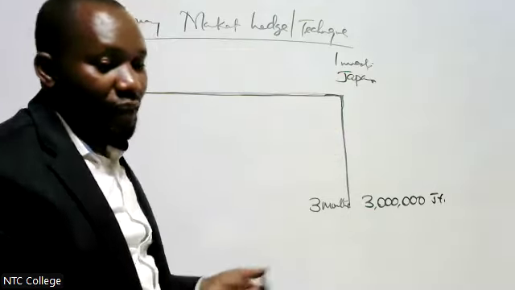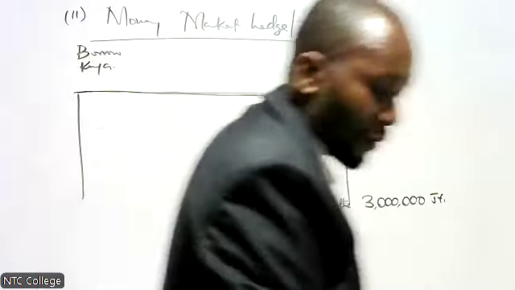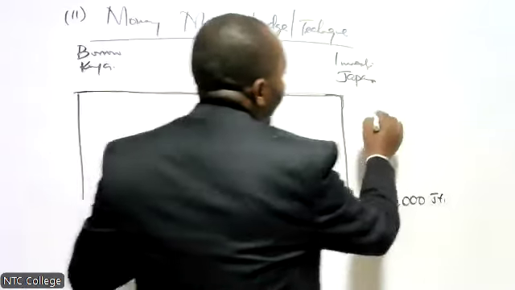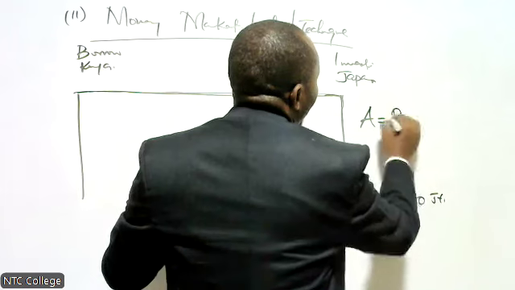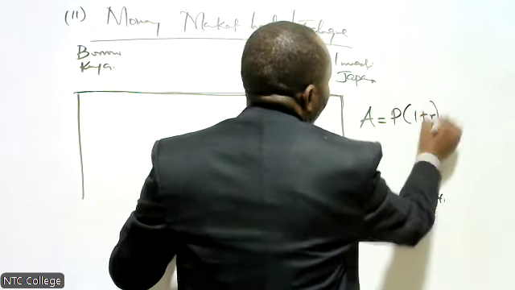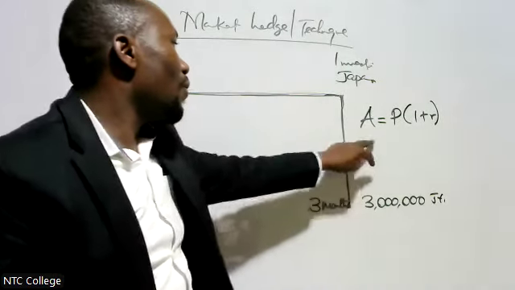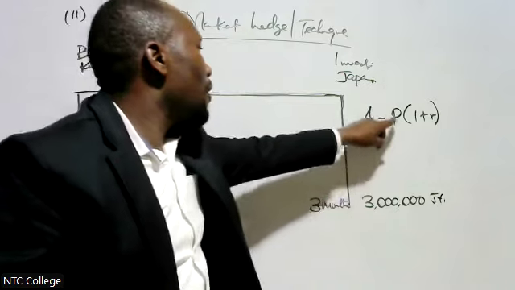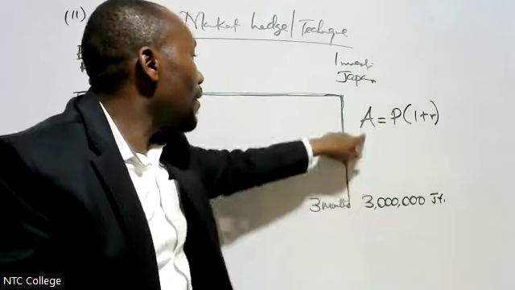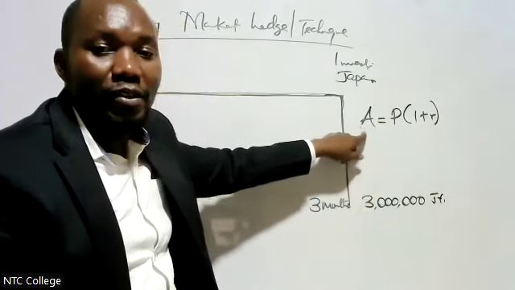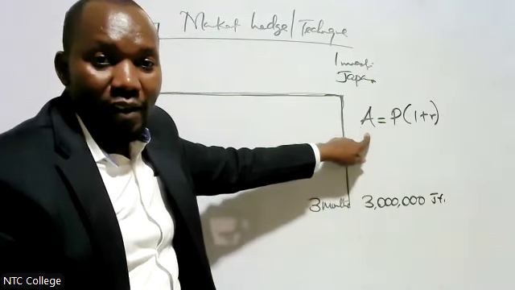We now use the normal rate that you know. How do we normally go about investment? You remember this formula? That amount is equal to principal into 1 plus R. We need to know what principal we can invest right now to give us this amount in 3 months' time. So A will be 3 million. We don't know the principal, but we know the amount that we need.